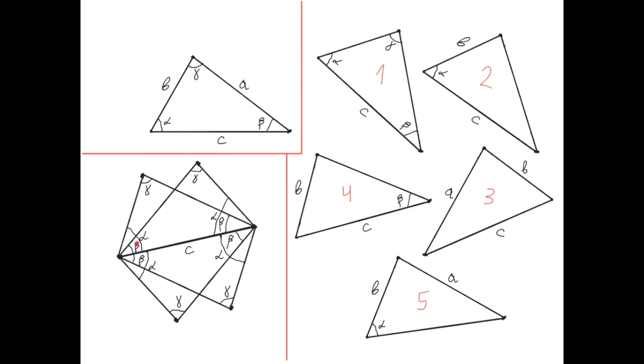If we take angle beta here and alpha here, we get this triangle. And if we take angle alpha here and beta here, we get this triangle.